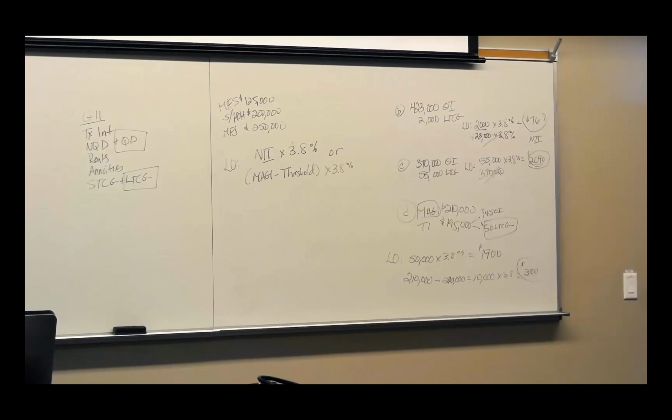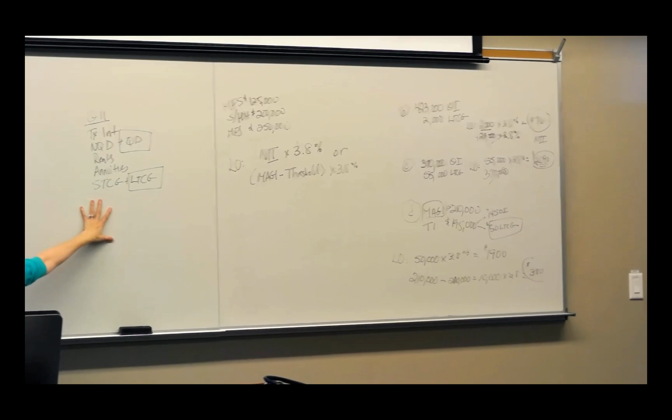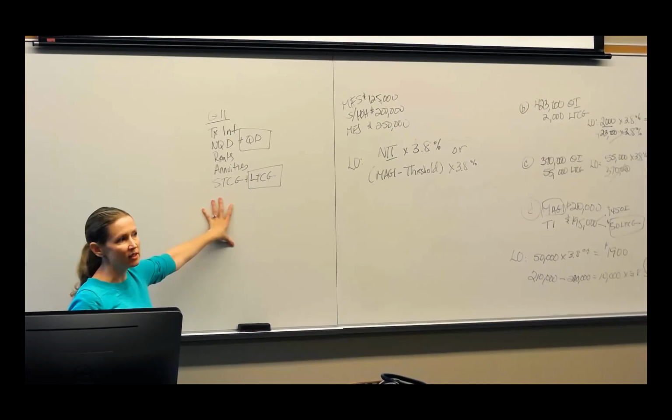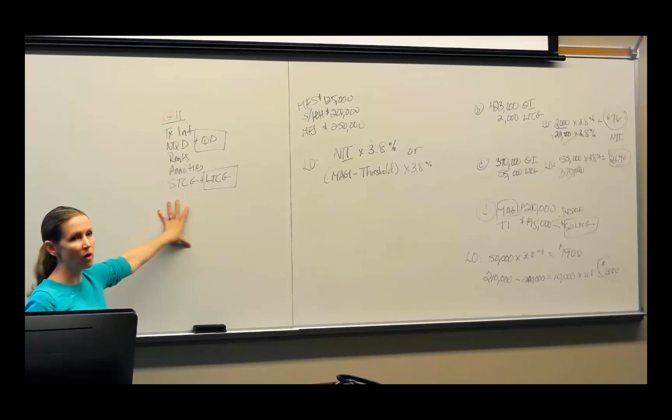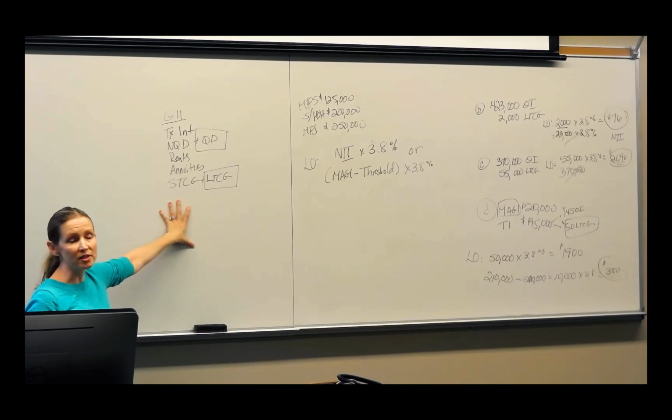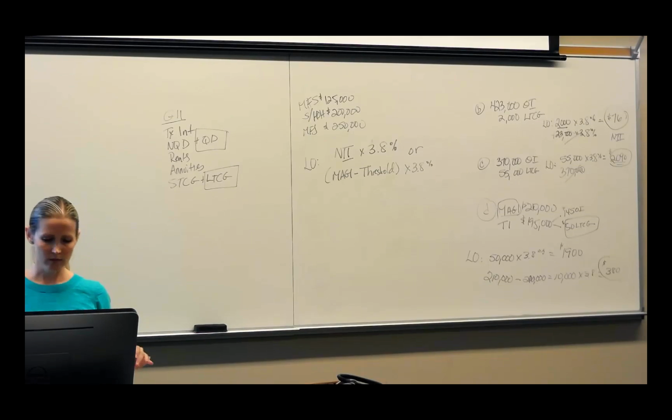Guys, it's just a formula, okay? Modified AGI minus the threshold times 3.8% is one possible scenario. Investment forms of income times 3.8% is the other scenario. Pick the smaller of the two for this extra tax. And again, it only applies when you have both investment income and AGI of a certain level. Okay?